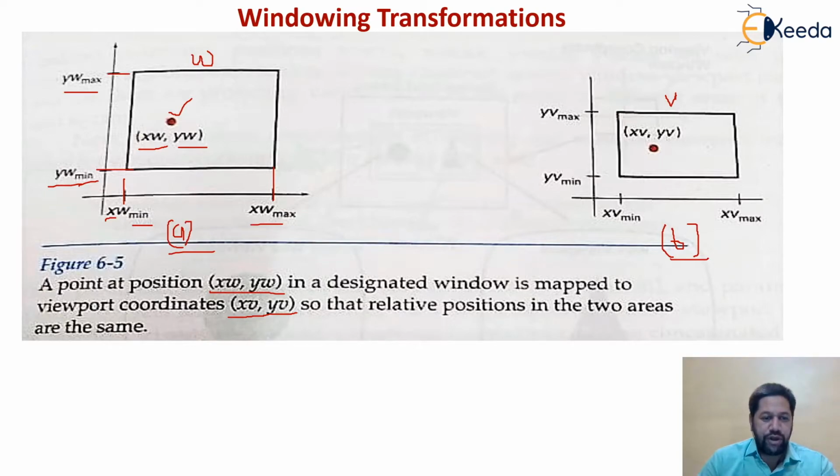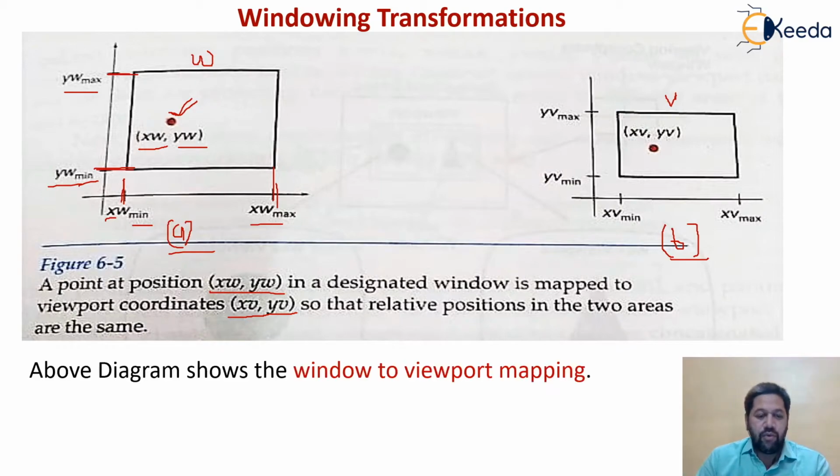In some textbooks these are also referred to as the left edge of the window, the right edge of the window, the bottom edge of the window, and the top edge of the window. Within this context I have the point captured by me, which is represented by xw comma yw.